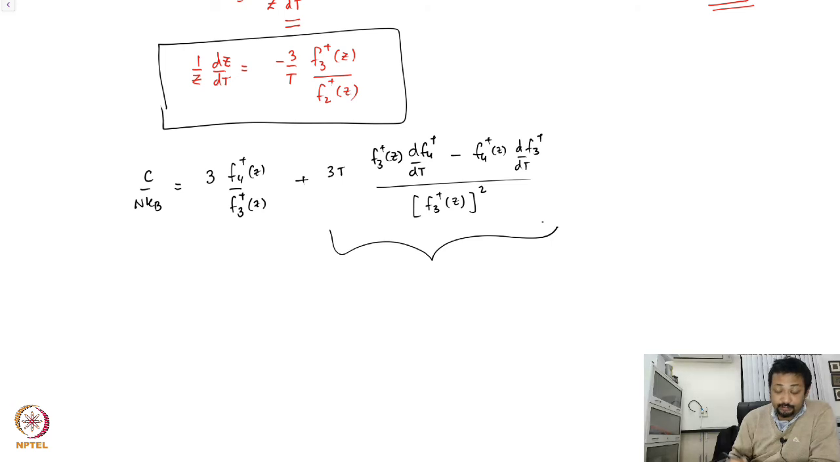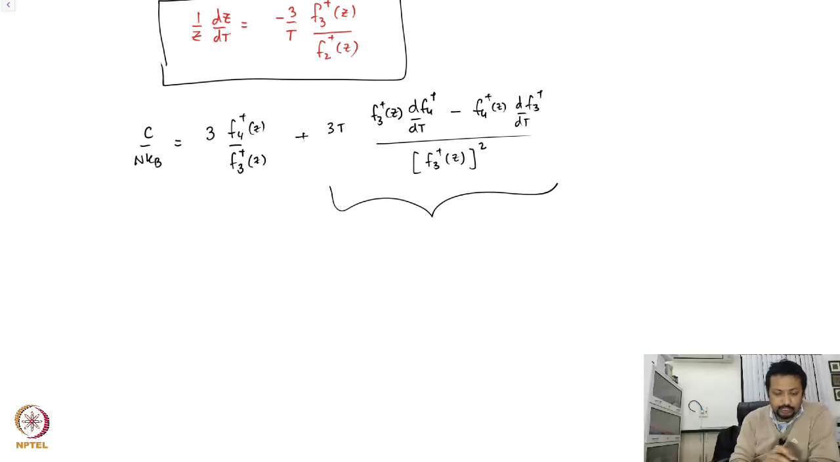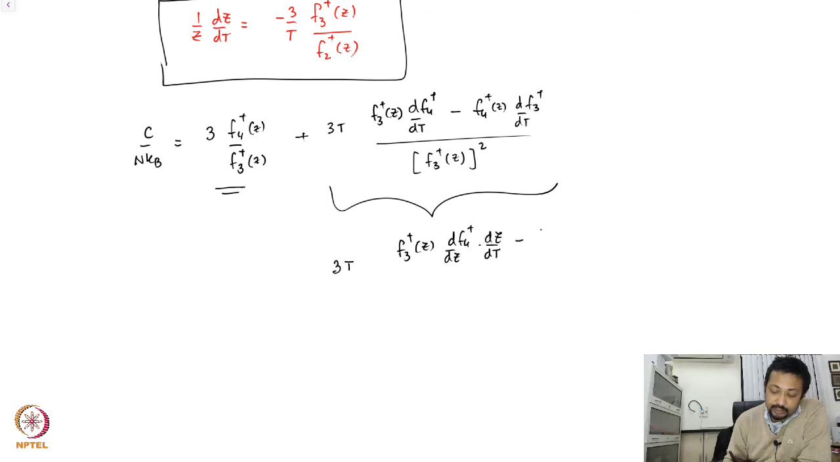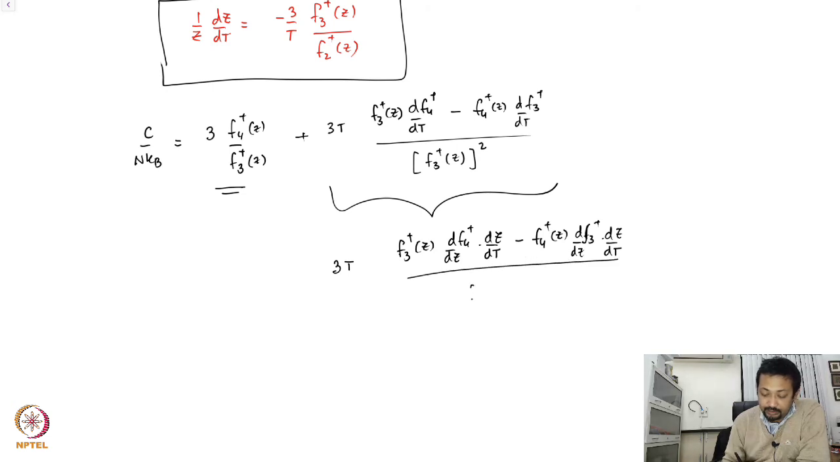Let's take this expression and carry forward the calculation. I know that I have the left hand, I have this part, we will add it at the right time. So this is 3t times f3 plus of z, and this is ddz of f4 plus times dz dt minus f4 plus of z dz of f3 plus times dz dt divided by f3 plus of z whole square.